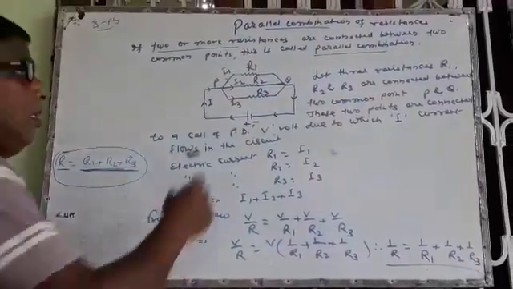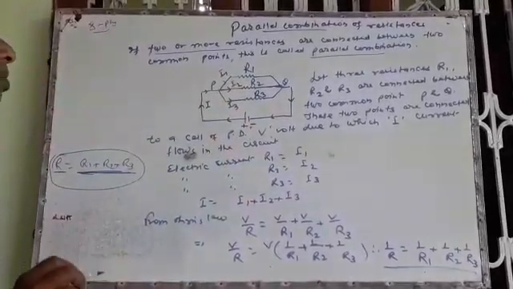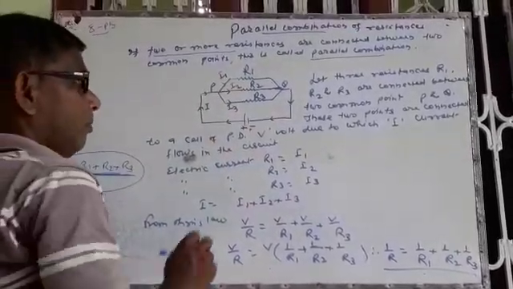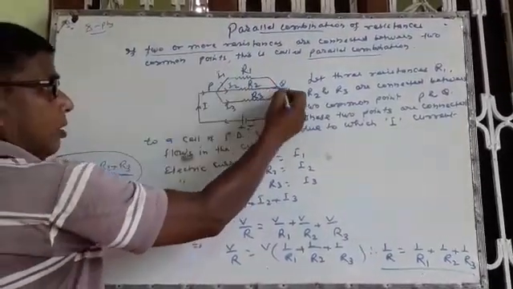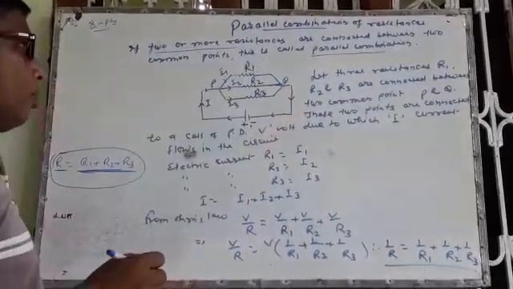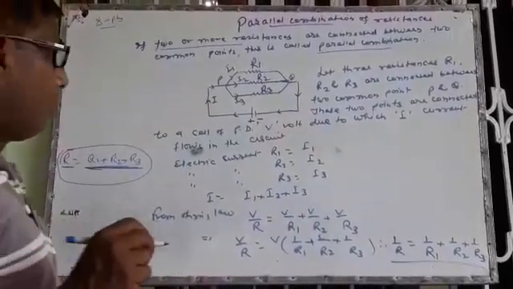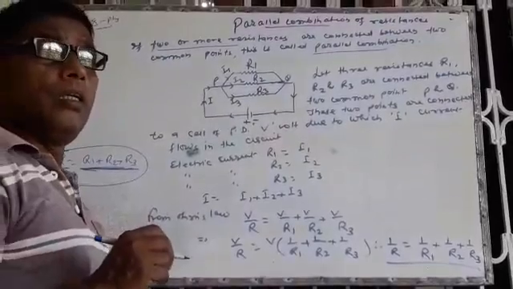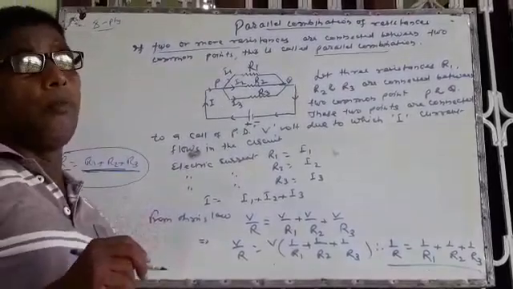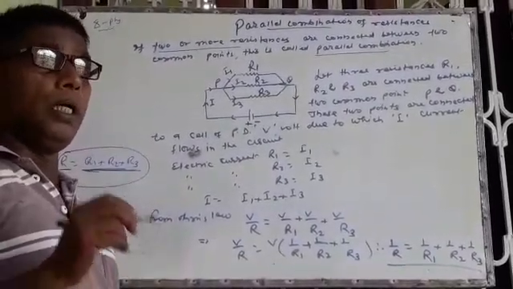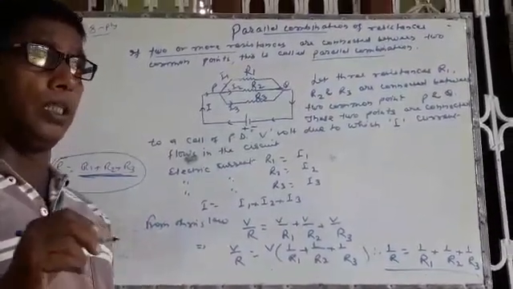Suppose that R1, R2 and R3 are three resistances, and these three resistances are connected between two common points P and Q, so that the potential difference remains the same across all the resistances. You never forget, in series combination current remains the same, but in parallel combination of resistances the potential difference, that is voltage, remains the same, but current becomes different across all the resistances.